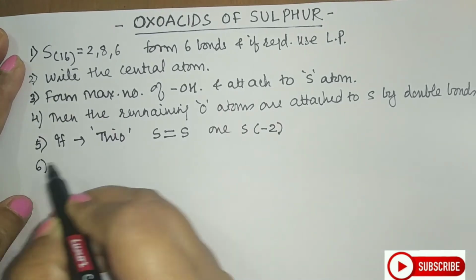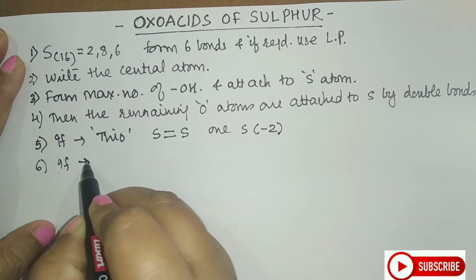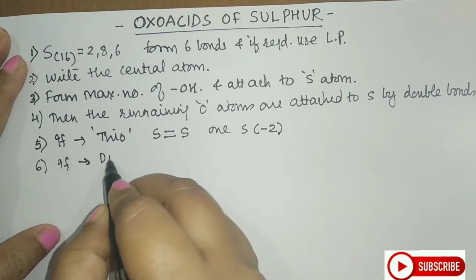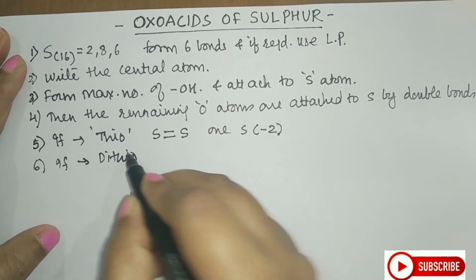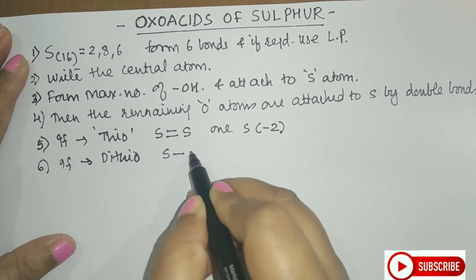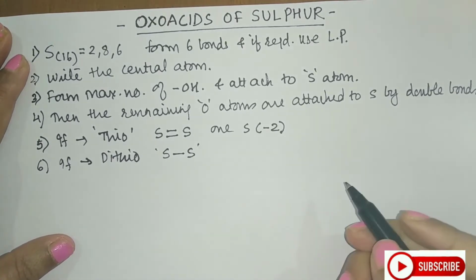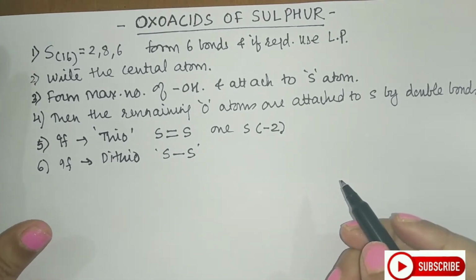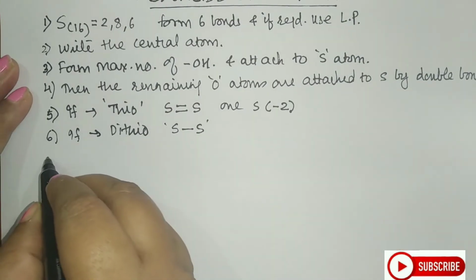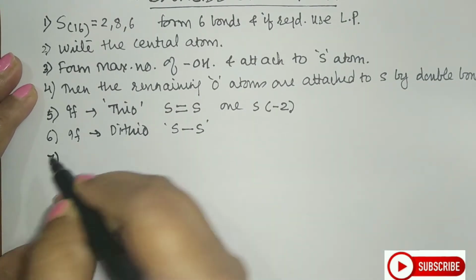Next, the sixth rule is if the word dithio is there in the acid, it will have a sulfur to sulfur skeleton. So those are the rules which you have to follow. Now next very important rule, let us see what that is.